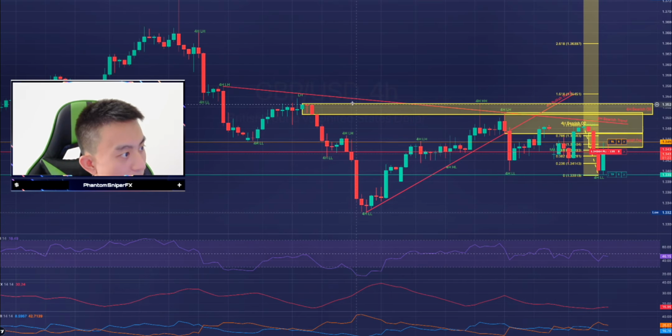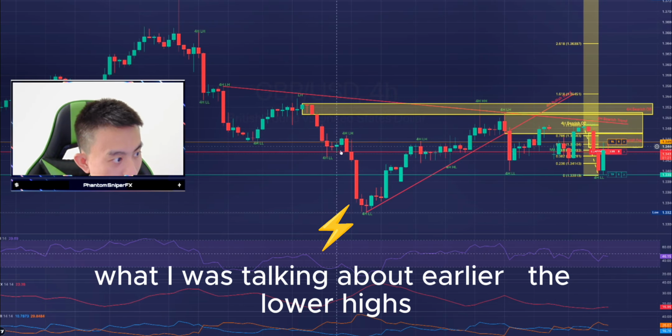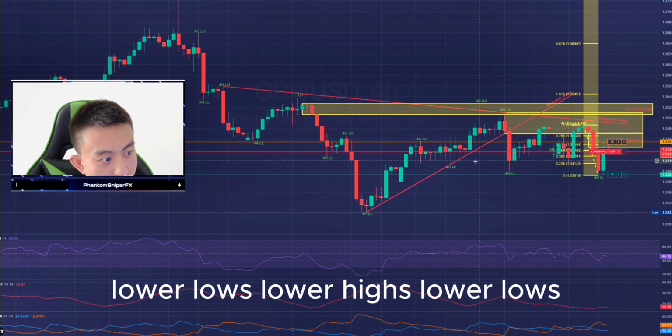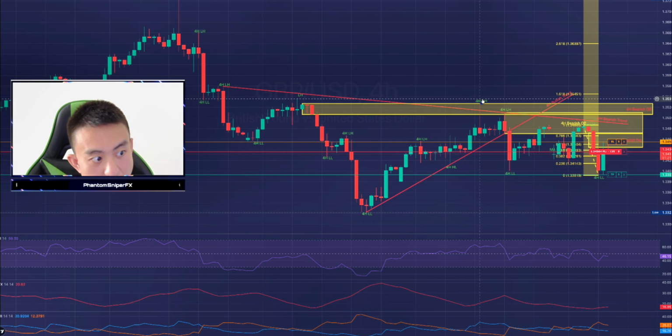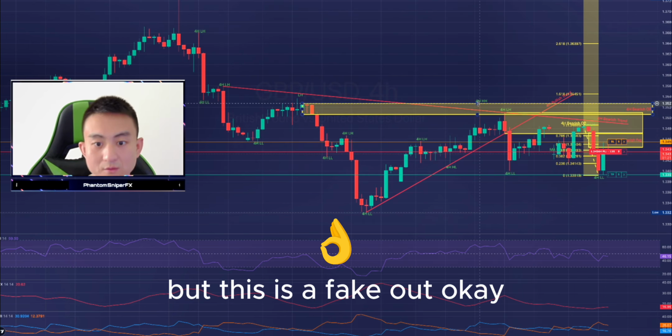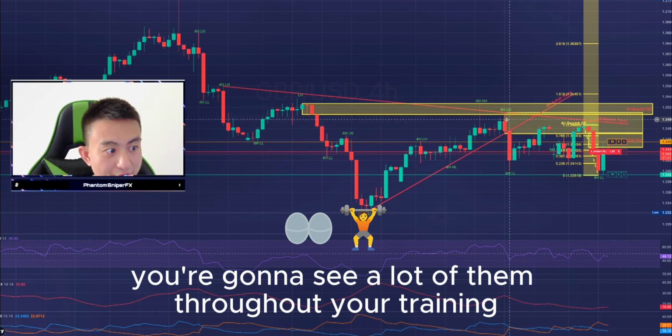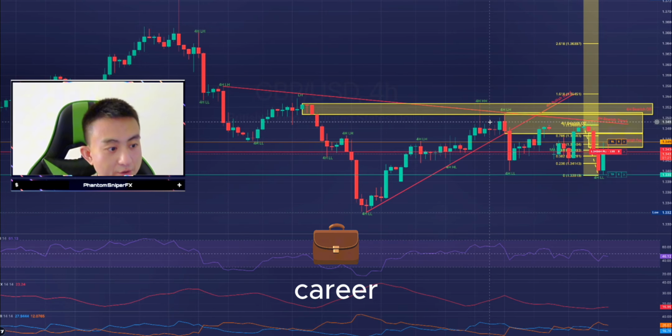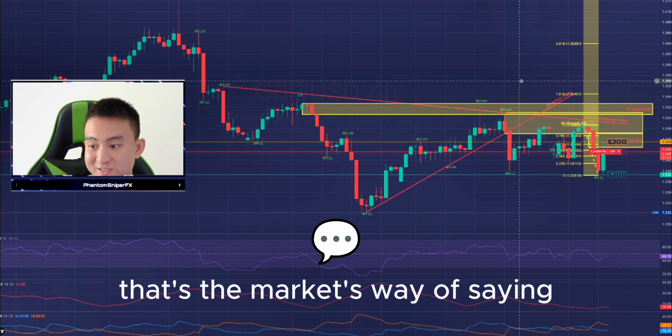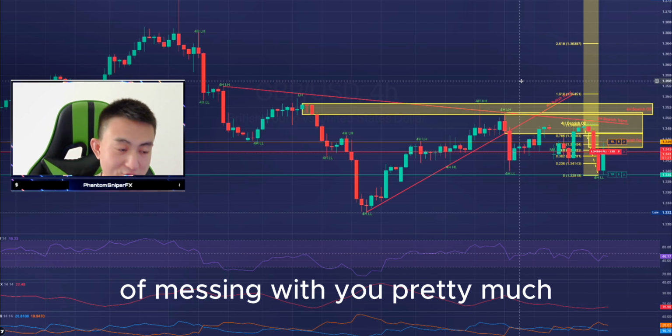So again, what I was talking about earlier is the lower highs, lower lows, lower highs, lower lows. There's a high right here that you see, but this is a fake out. The structure is actually lower high to lower low. And with all the fake outs, you're gonna see a lot of them throughout your trading career. That's the market's way of messing with you, pretty much.